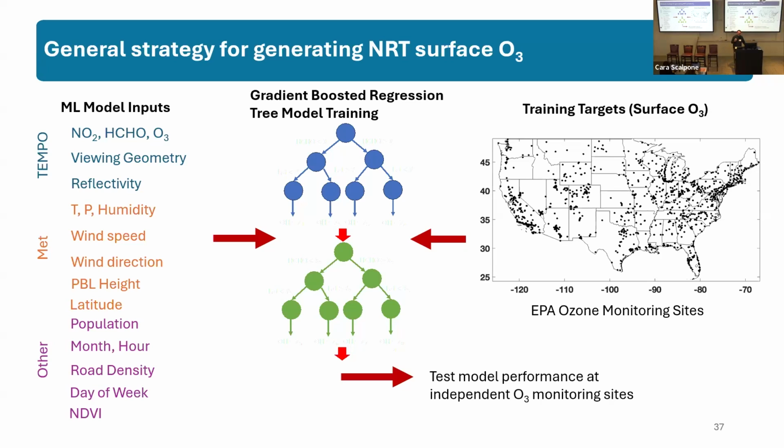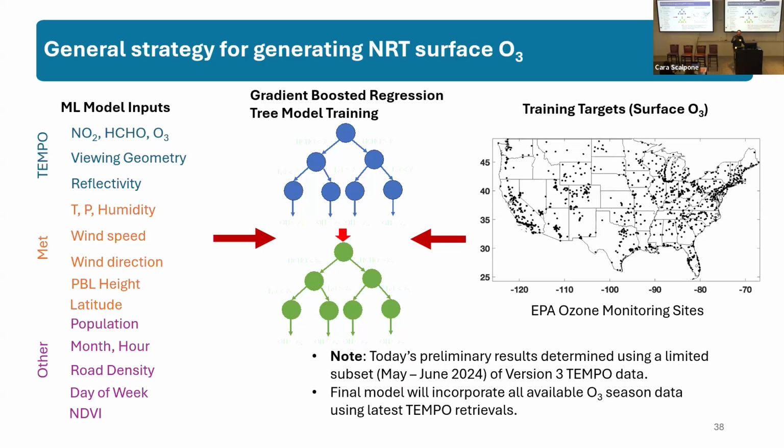But the key here is the validation at sites that were not involved in the training. So if we can apply this model and prove that it works at other sites outside where it's trained on, that gives us much more confidence in its ability to work. And then again, for what I'm showing you today, this is just 2 months' worth of data that I trained the model on, and I'm also using an older version of the TEMPO data that we will obviously update in the future when it becomes available.